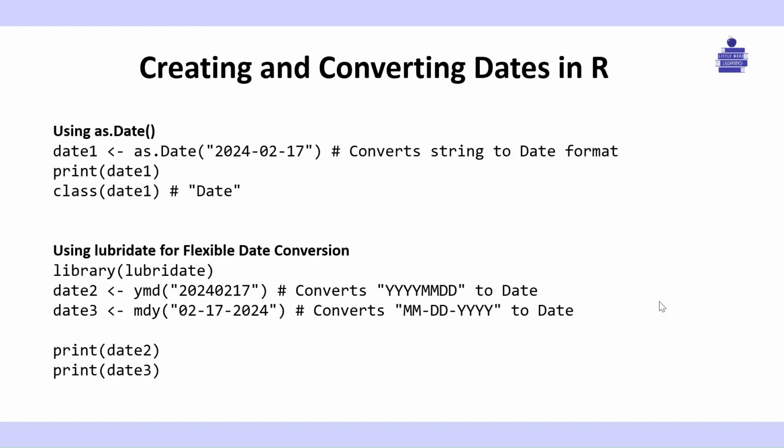Next is creating and converting dates in R. For converting a date from string to date format, we can use the as.Date function, and it will simply convert the string format of the date to the normal date format. And we can use lubridate for flexible date conversion. The lubridate package simplifies date conversion for us, with functions like ymd, mdy, and dmy. They automatically detect the formats and convert them.